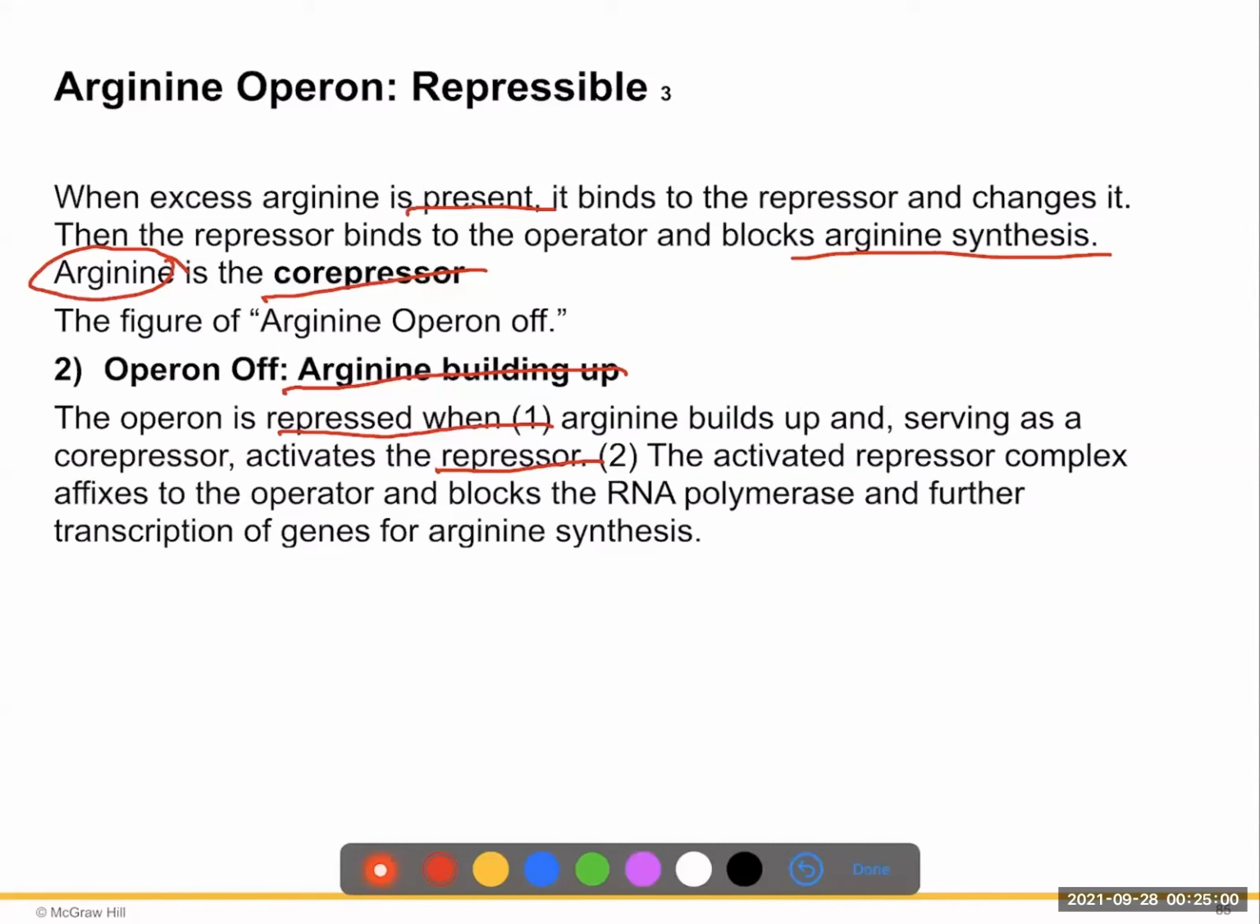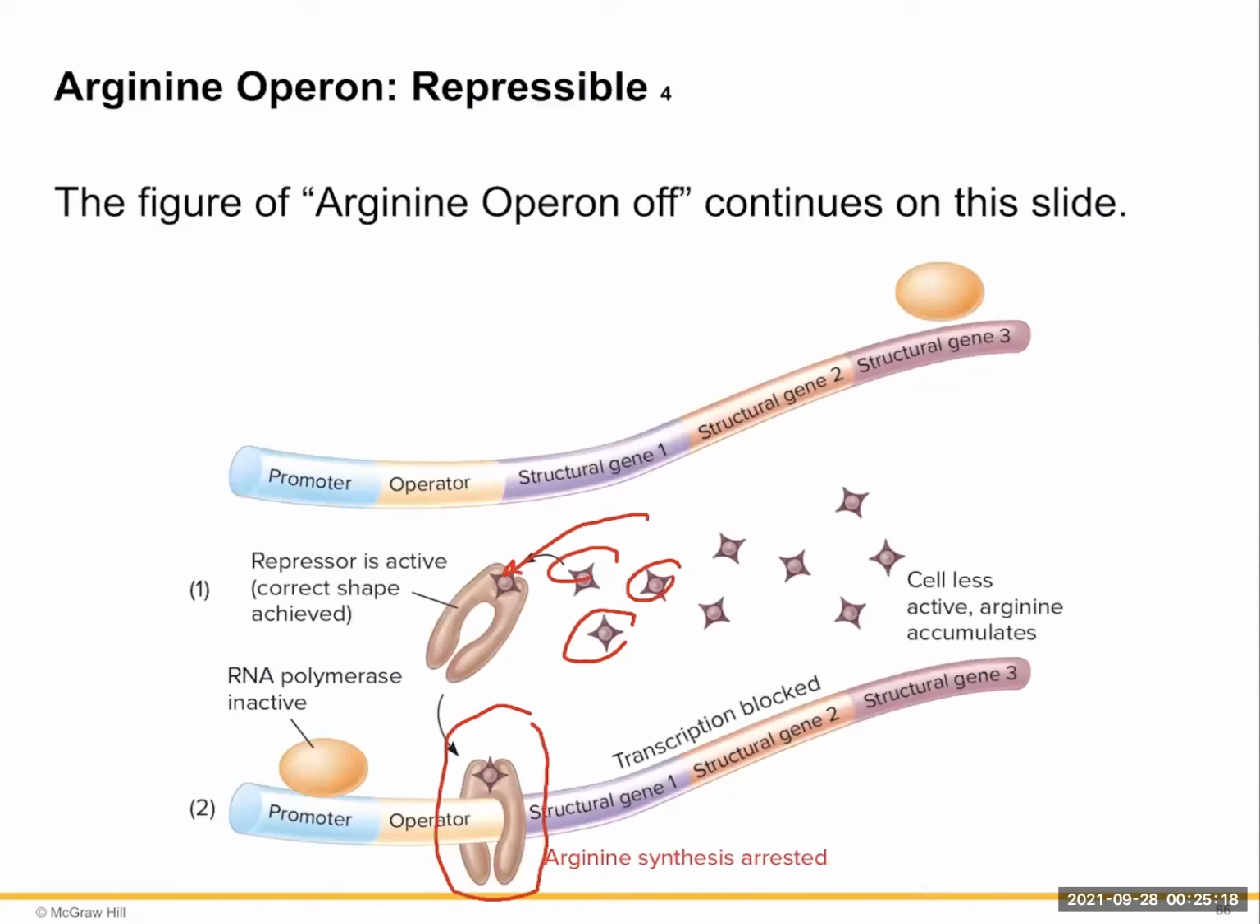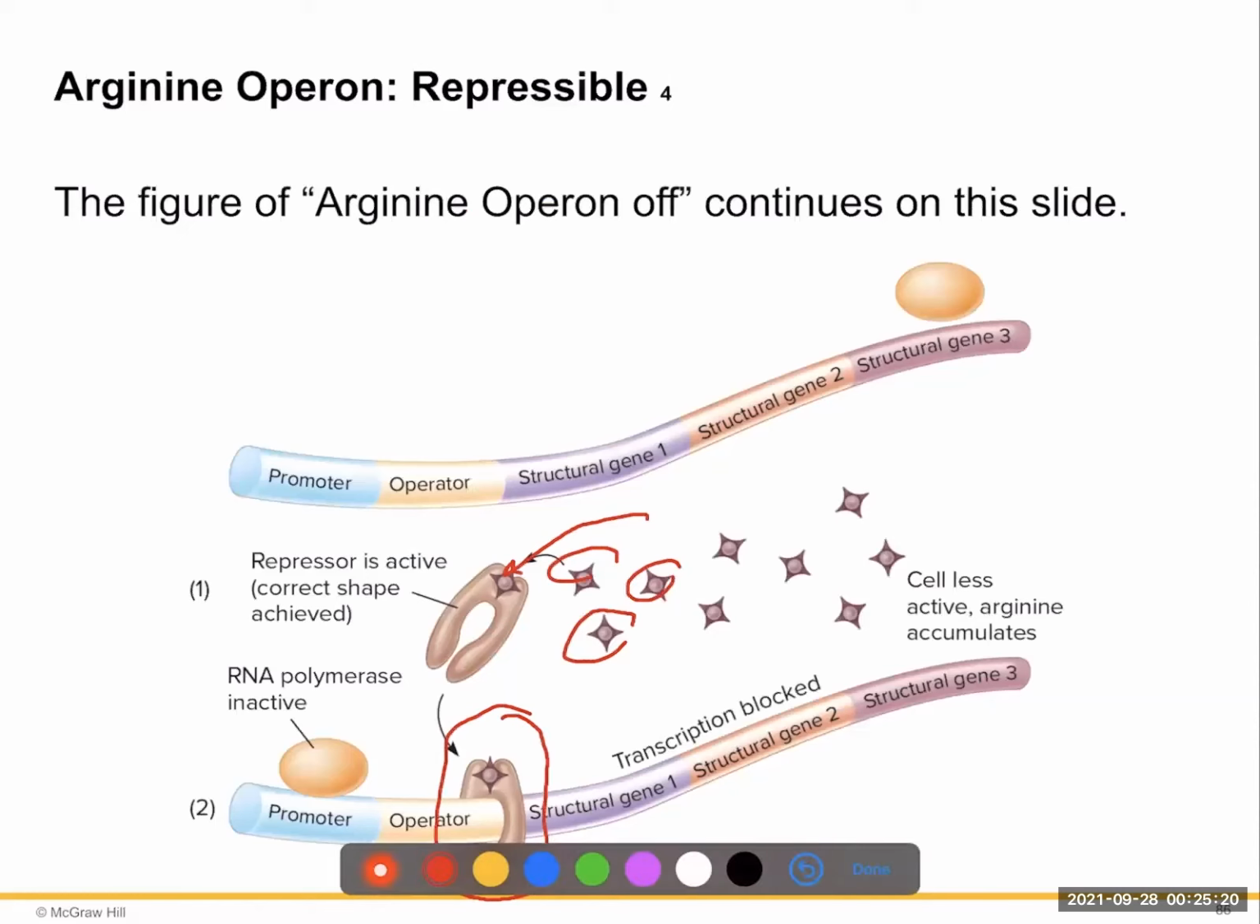Okay. So your activated complex affixes to the operator and blocks the RNA polymerase. So further transcription of the gene for RNA synthesis is blocked. It cannot occur. So see how when the arginine builds up, it binds to the repressor, changes its shape, and allows it to bind to the DNA. So arginine synthesis has to stop because the RNA polymerase can't work anymore because this blocks it.